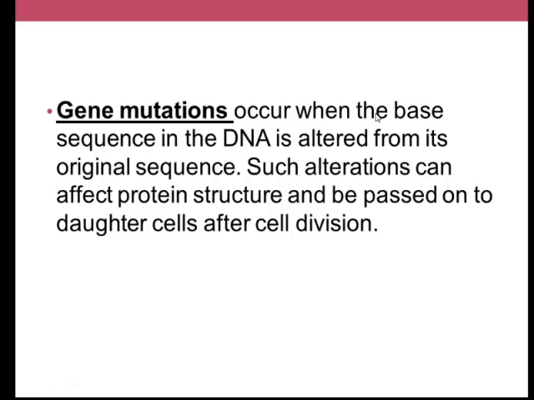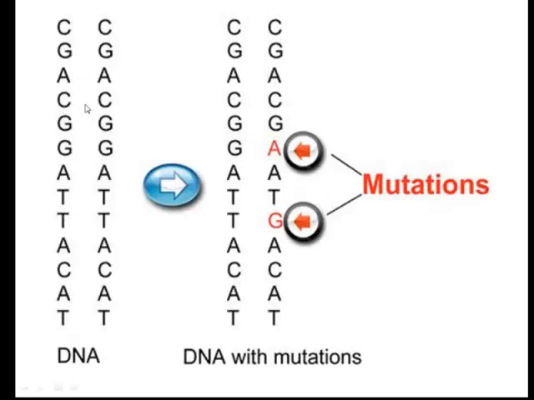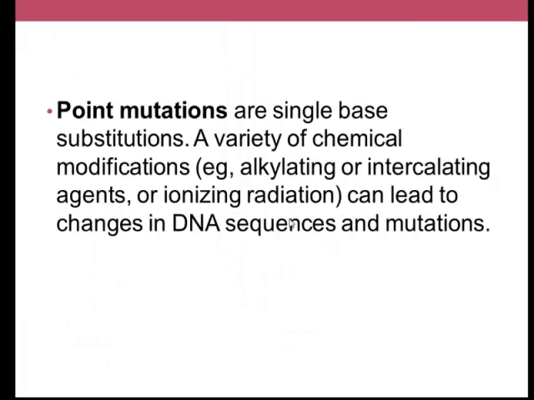A very important concept that you should be familiar with is the meaning of gene mutations. Gene mutations occur when the base sequence in DNA is altered from its original sequence. This alteration will affect protein structure and may pass to daughter cells after cell division. Here you can see G is changed into A, and here T is changed into G. So this is gene mutation, or alteration in base sequences.